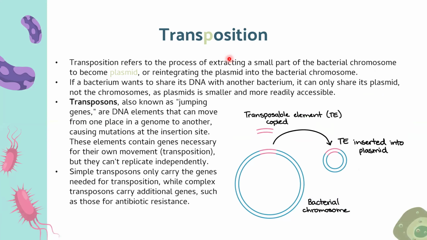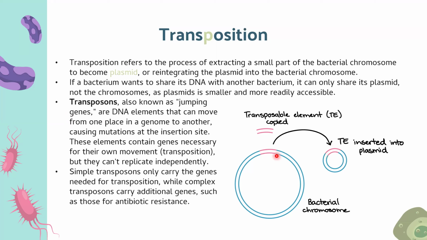Okay. So I told you that transposition, P is for plasmid. Transposition is the process of incorporating transposons, or essentially portions of a plasmid, back into a chromosome, or portions of a chromosome into a plasmid. This is within the same bacterium. It's just reorganizing itself so that the plasmid is more readily available. It has everything that it needs. It's basically just perfect in its own way.